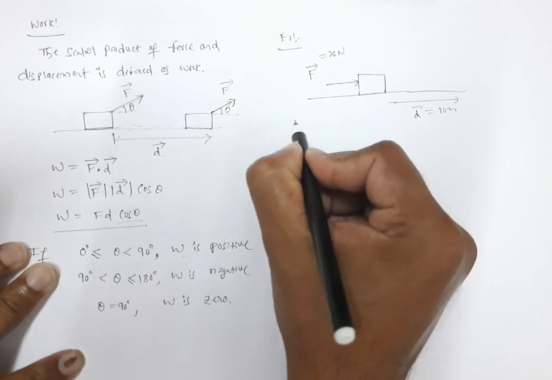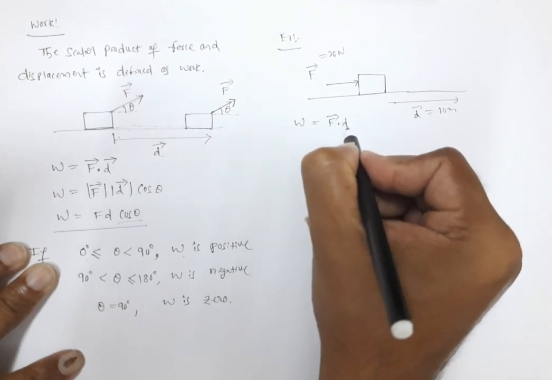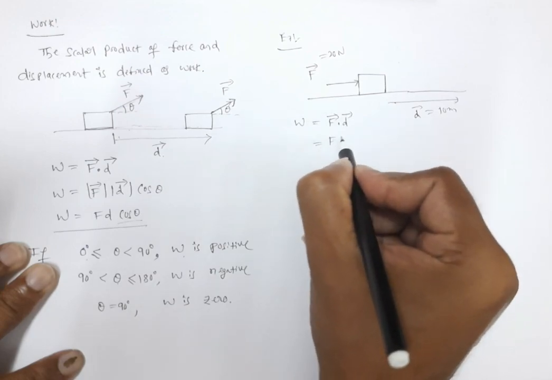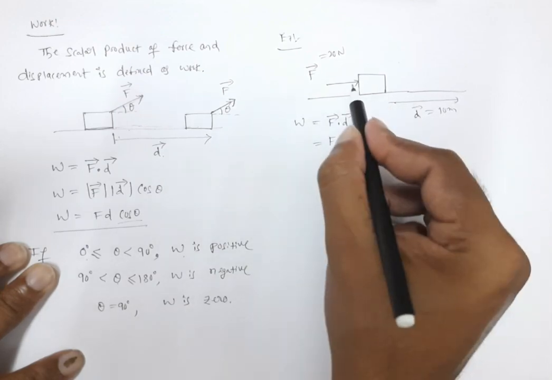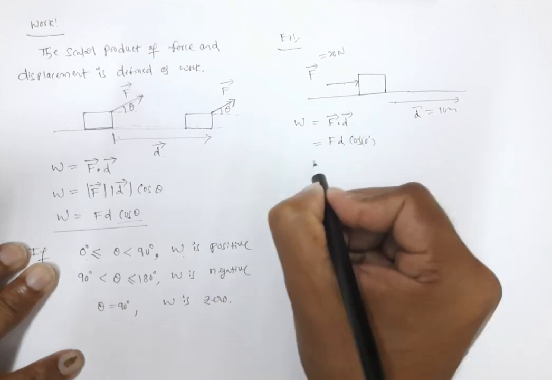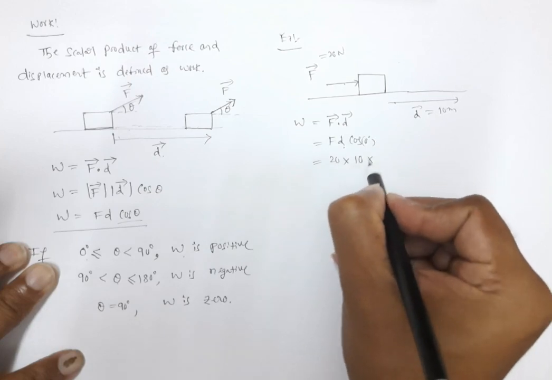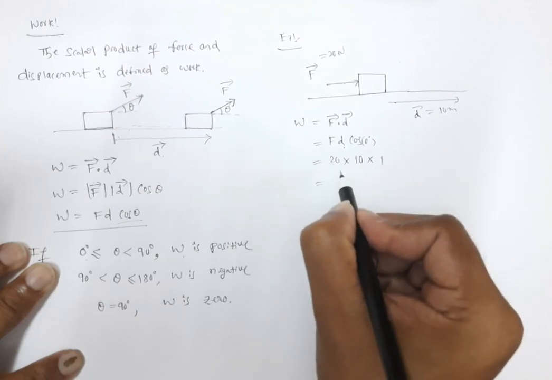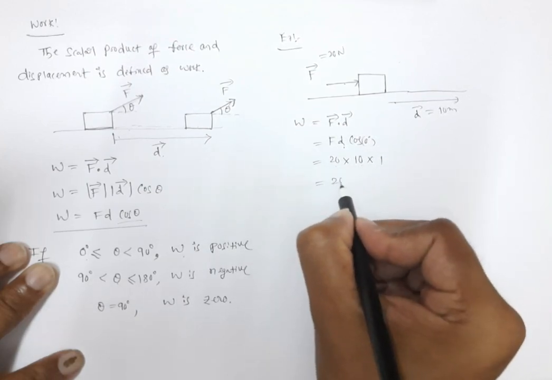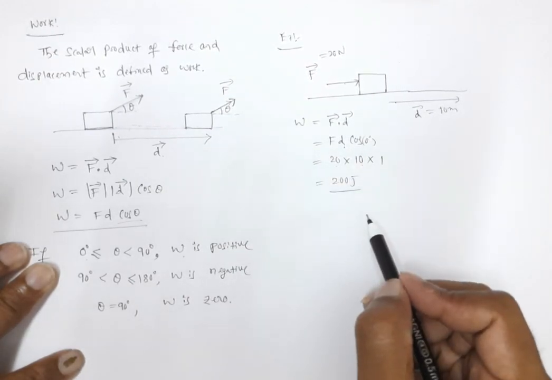So now in this case, if we calculate work done, what do we write? F bar dot d bar. So F into d into cos of the angle between the two vectors. Force and displacement both are in the same direction, right? So cos 0 degrees. Now what is the F value? 20. And what is the displacement? 10. Cos 0 is 1. So what is the work done? 20 into 10, so 200 joules. It is a very simple case.